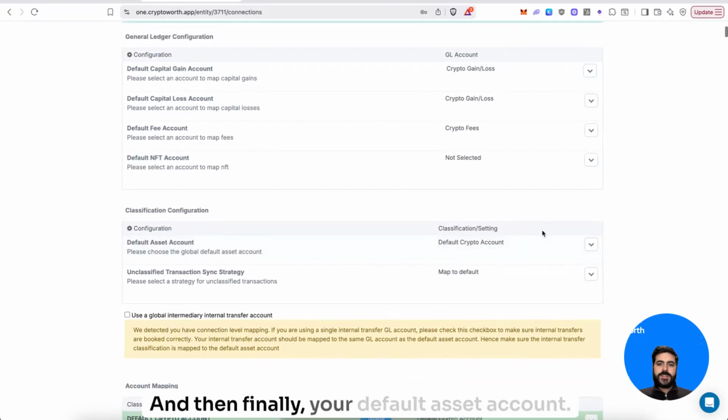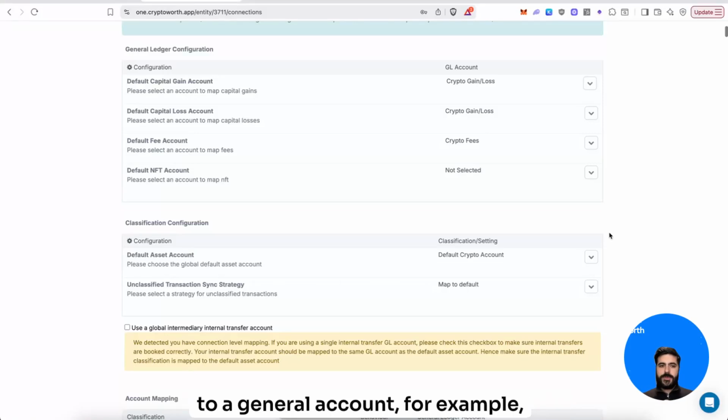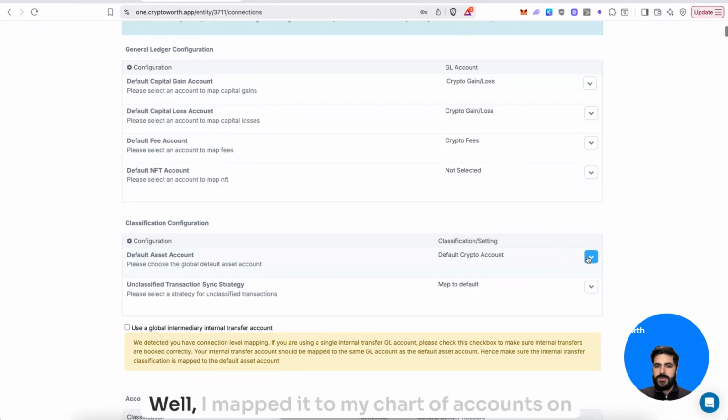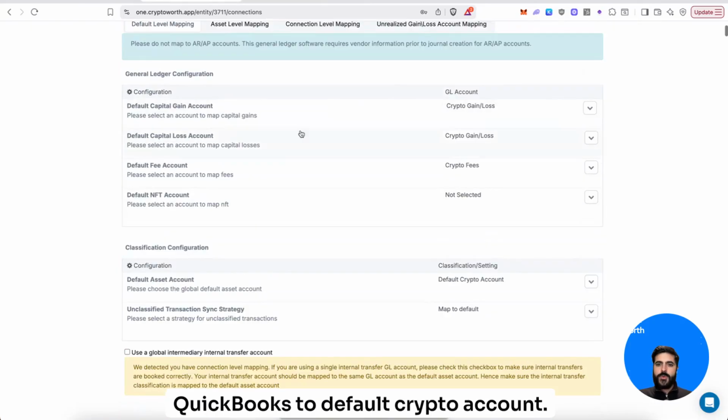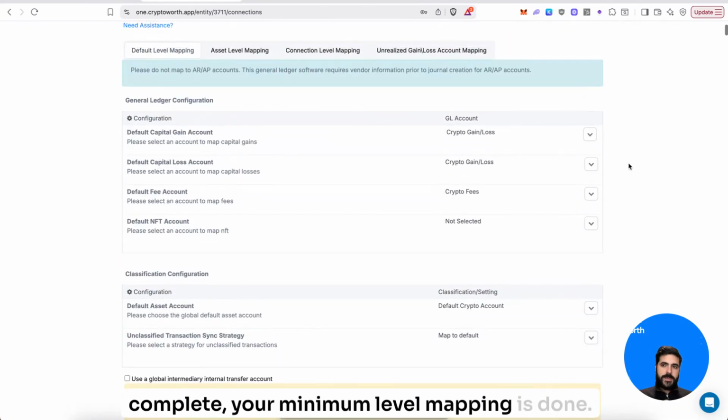And then finally, your default asset account. So if you're mapping all your crypto assets to a general account, for example, a crypto global account, this is where you would map it. So default asset account, what account is that going to be? Well, I mapped it to my chart of accounts on QuickBooks to default crypto account. Once you have these account mappings complete, your minimum level mapping is done.